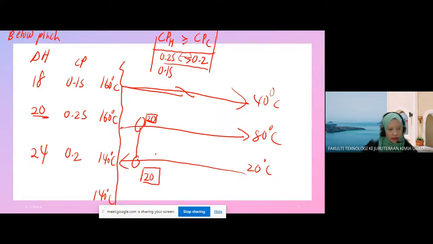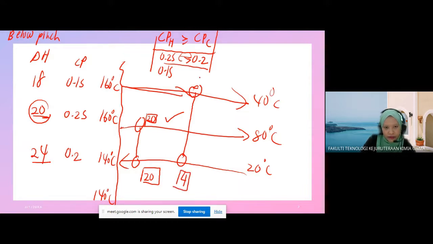Okay, 20, and then this one is already fulfilled because it is already 20. And for this stream, because the duty is 24, you need an additional heat exchanger with a heat duty of 4, right? So you pair with this hot stream. Okay, you pair with this hot stream, so you have another 4.